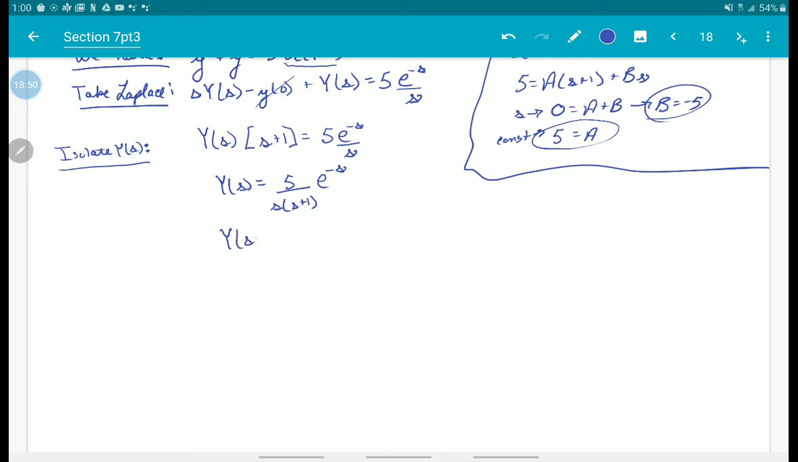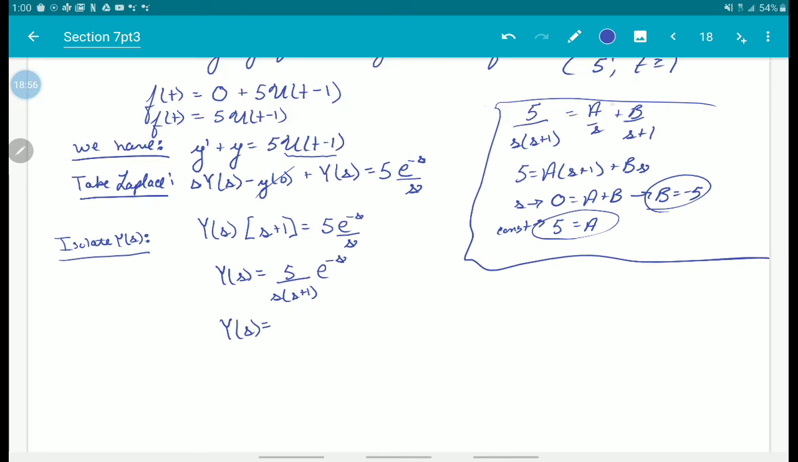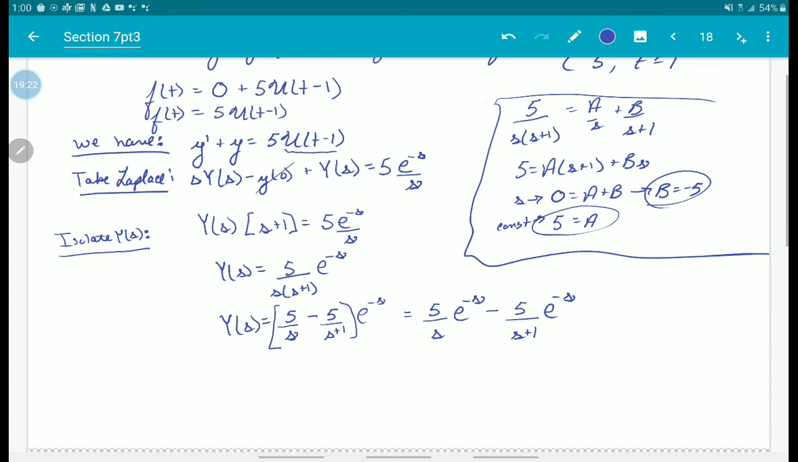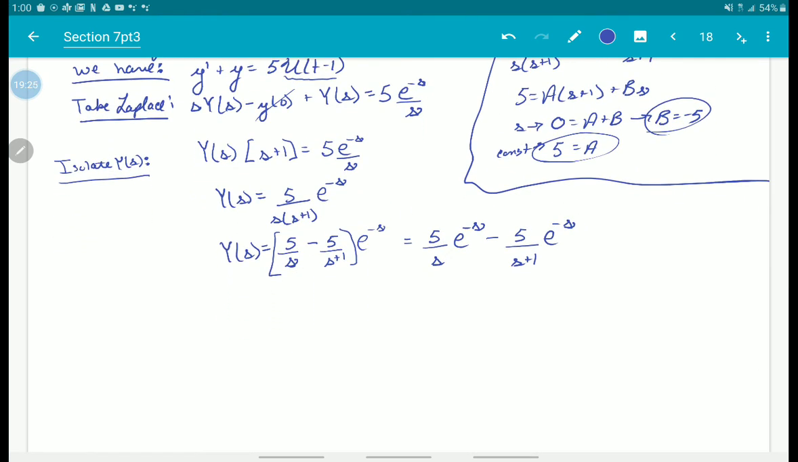So make that substitution. Plugging it in for that A and that B, we have 5 over s minus 5 over s plus 1, times e to the negative s. And we are going to have to distribute that. So next step, now that we've isolated Y(s), now that we've split that apart, we need to do inverse Laplace.